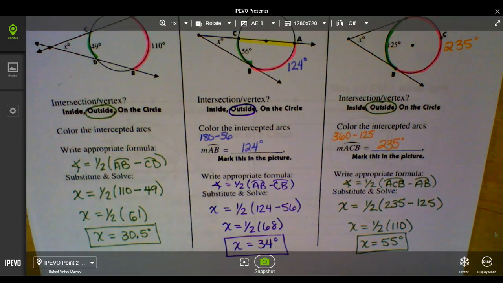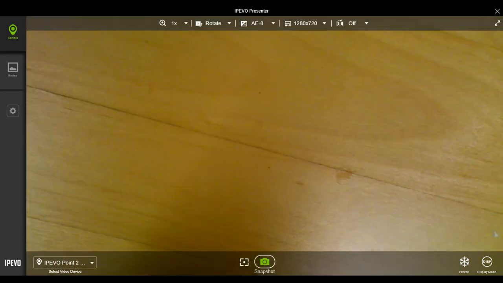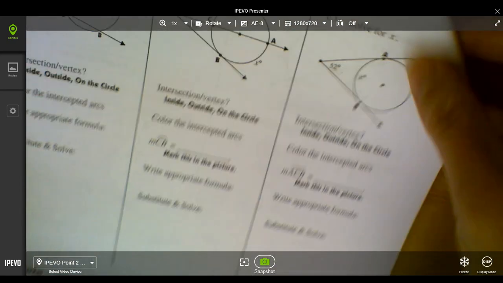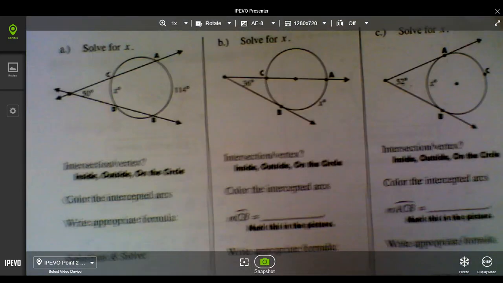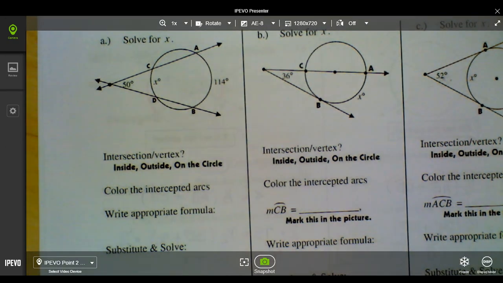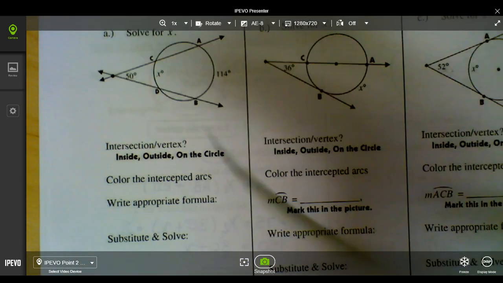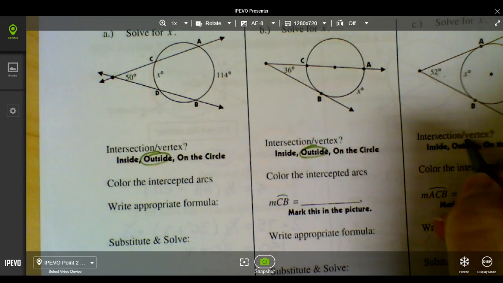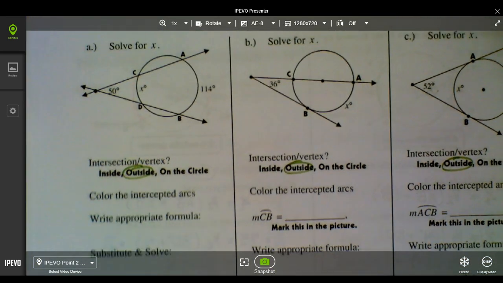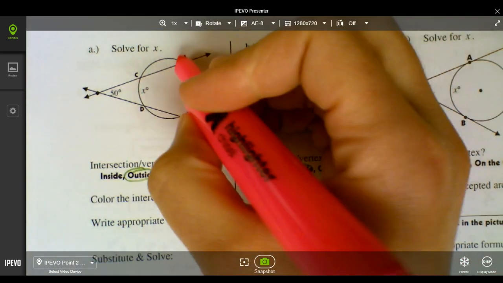All right, so hopefully that makes sense, because we're going to go on to a little bit more difficult problems with these. Very similar, but a little bit different. With these, same thing, but now you'll notice that we're given the angle and we're solving for one of the arcs. For all of these, they're still all going to be intersecting outside the circle, but now we're solving for arcs. So we're still going to highlight these.